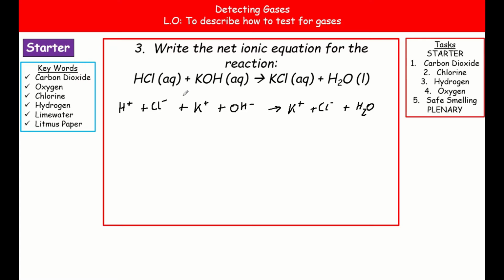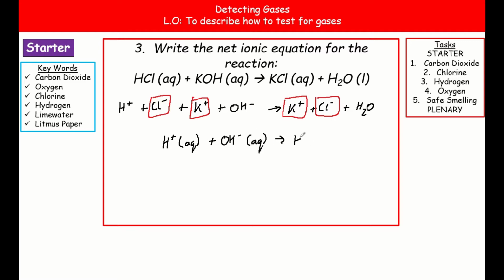Then what we need to do is identify our spectator ions. So these are the ones that remain unchanged on the two sides. So if we look, we've got a K+ here, and we've got K+ here, we've got Cl- here, and we've got Cl- here. So those are our spectator ions. All we then need to do is we ignore those as we write it out. So we've got H+, and we'll include the state symbols, so aq, and we've got our OH-, again in the aqueous state, and that's going to make H2O, which is a liquid. And that's it. That is our net ionic equation for the reaction.